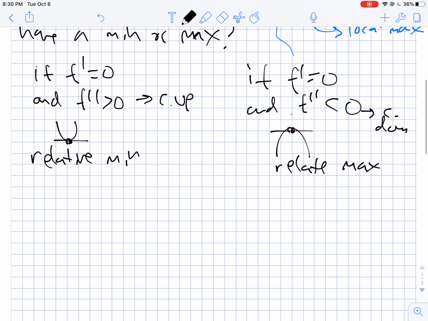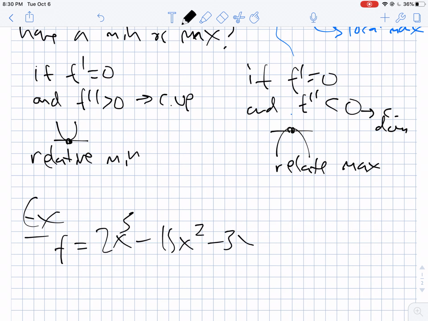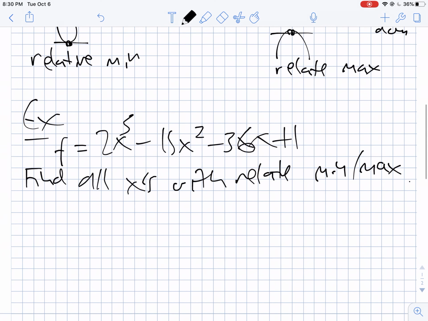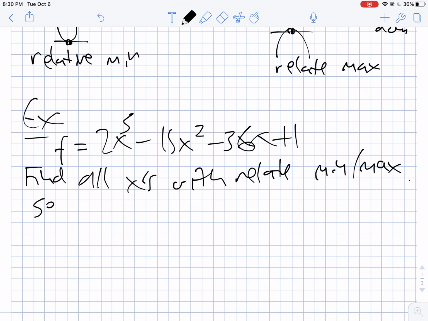So let me give an example. Suppose I tell you that f equals 2x cubed minus 15x squared minus 36x plus 1, and I say to find all x values with a relative min or max. An astute student might point out we did this exact same problem using the first derivative test, but today we're going to use the second derivative test.